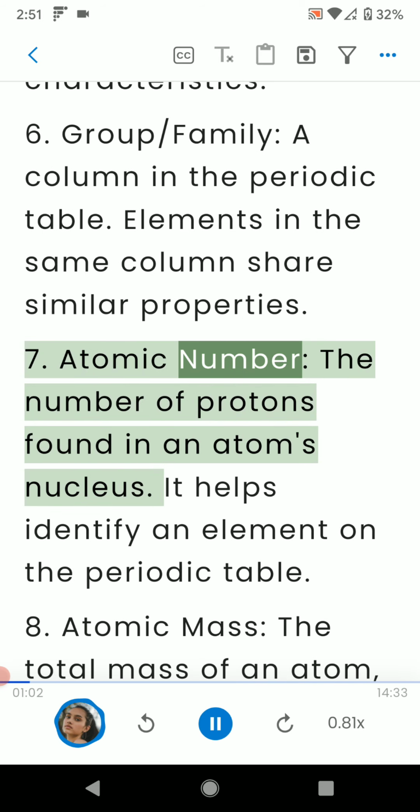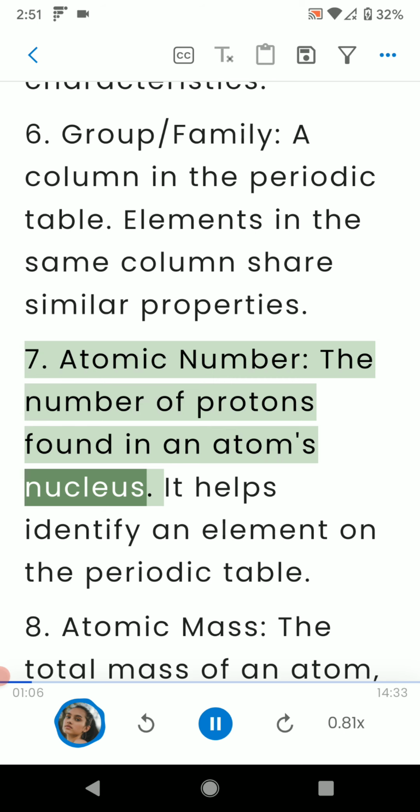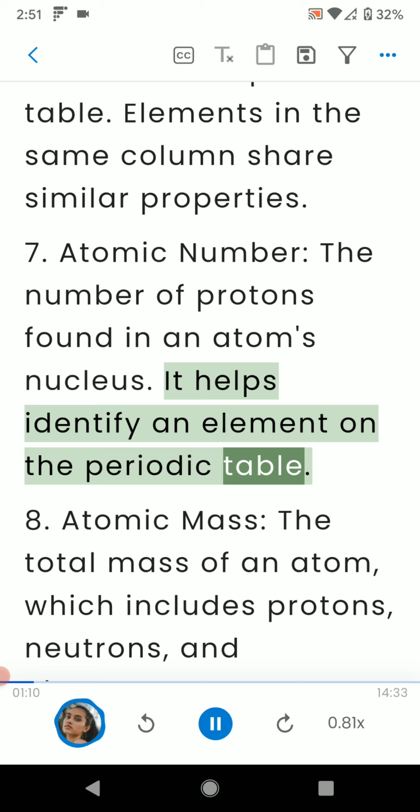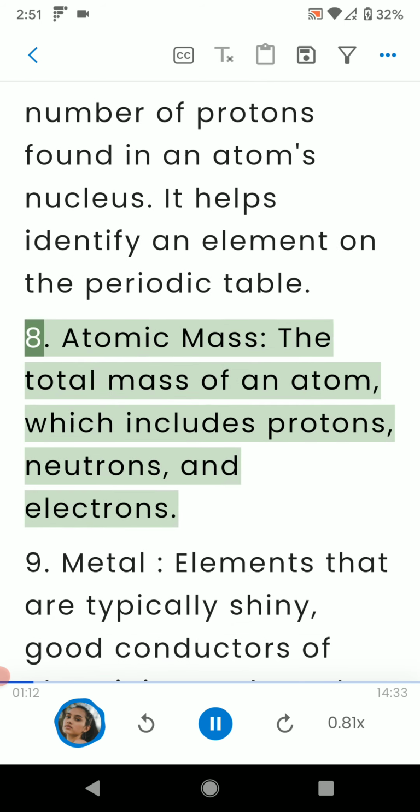7. Atomic number, the number of protons found in an atom's nucleus. It helps identify an element on the periodic table. 8. Atomic mass, the total mass of an atom, which includes protons, neutrons, and electrons.